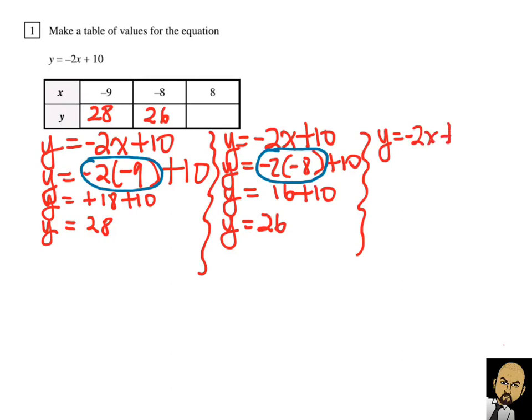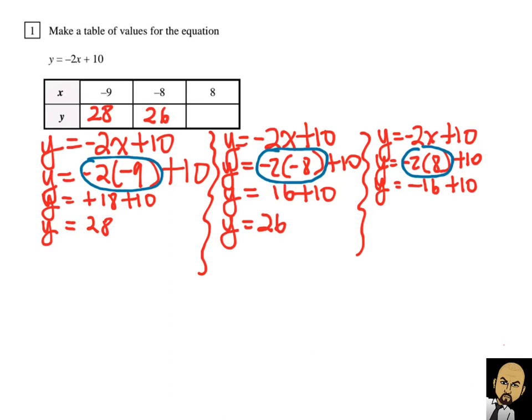And we start off with our final x value of positive 8. Once again, we substitute. Instead of negative 2 times x plus 10, we are going to substitute negative 2 times positive 8 plus 10. We're going to multiply first. Negative 2 times positive 8 is negative 16, because a negative times a positive is a negative, and 2 times 8 is 16. And then we end up with y equals negative 16 plus 10.